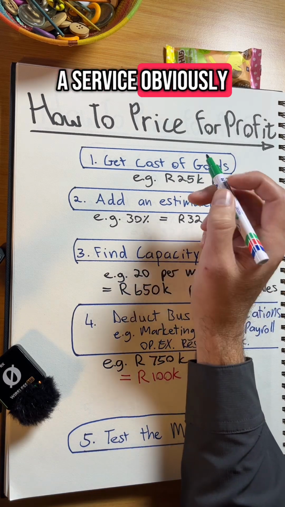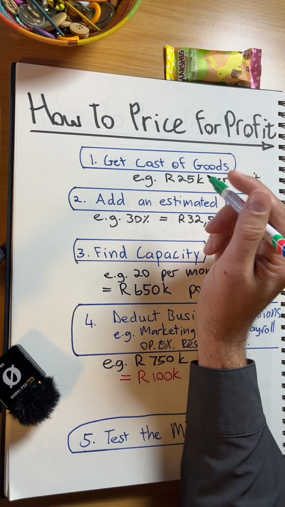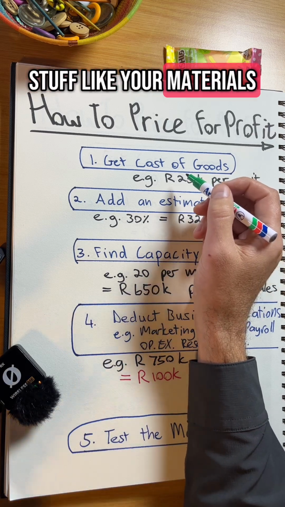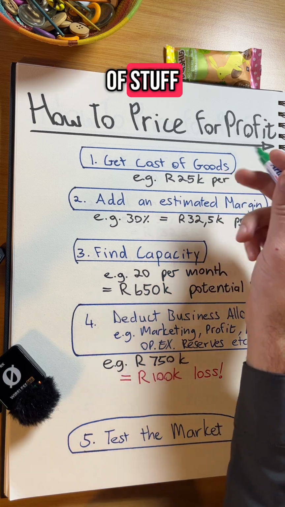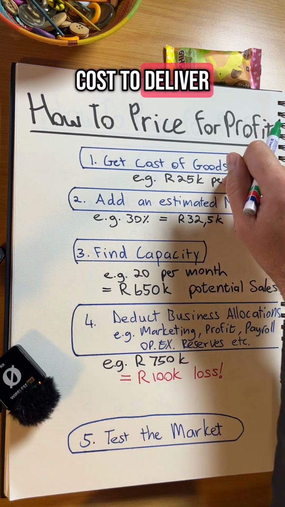If you sell a service, obviously, what did it cost you to deliver the service? This would include stuff like your materials, transport, this kind of stuff. What you would cost to deliver.